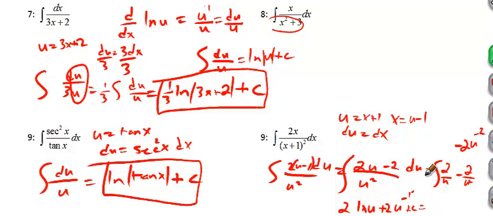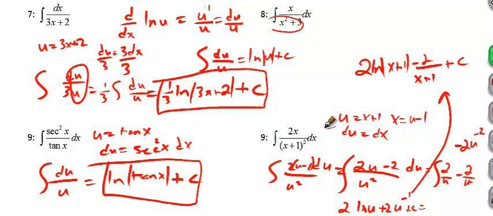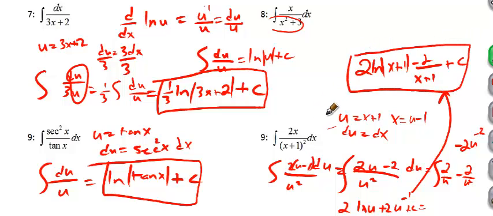And the last thing is to rewrite this with our u's, plug back in, and we're running out of space at the bottom, so I'm going to put this up here where I have lots of space. So 2 ln of u, which is x plus 1, with absolute values on it, minus 2 is that u to negative 1, so over x plus 1, plus c. And then we get our final answer. Always check it by taking the derivative.